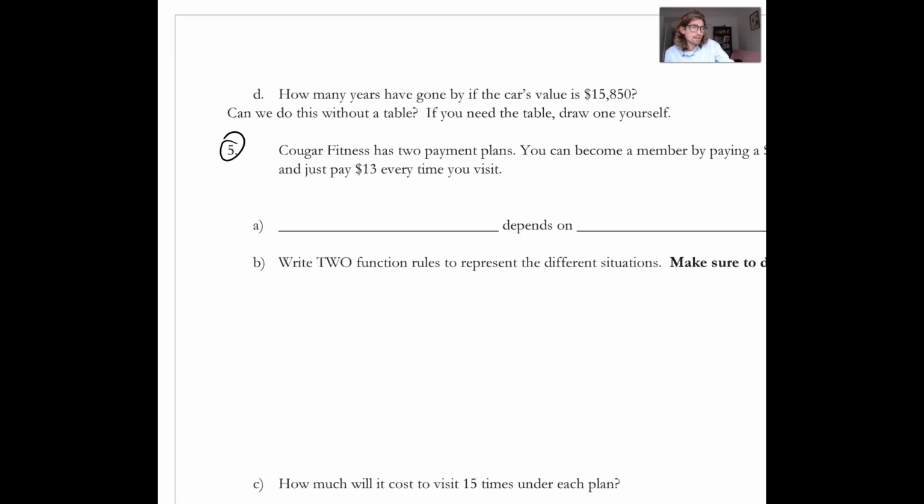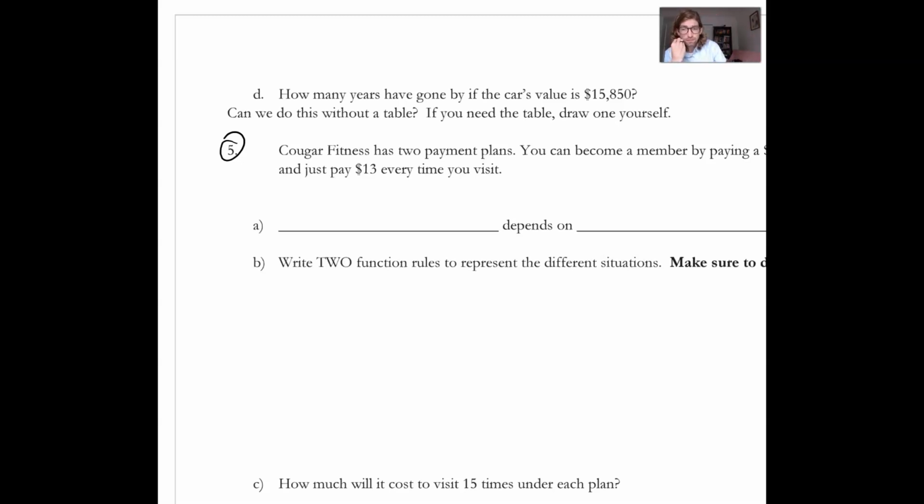So I'm going to read the problem again. Cougar Fitness has 2 payment plans. You become a member by paying a $200 entrance fee and then $3 every time you visit, or you remain a non-member and pay $13 every time you visit. So we're going to do this problem without that table and see if we can come up with our function rule without having to write all those steps.